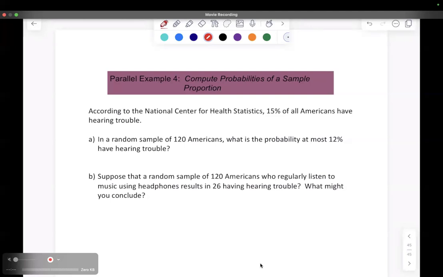The National Center for Health Statistics says 15% of all Americans have hearing trouble. In a random sample of 120 Americans, what is the probability at most, which means less than or equal to 12%, have hearing trouble? And then you can take a look at B on your own. I'll give you a minute. A minute or two, and I'll work behind you.